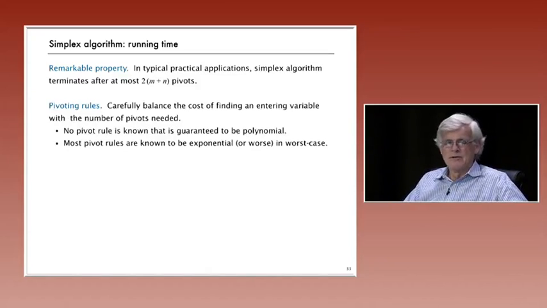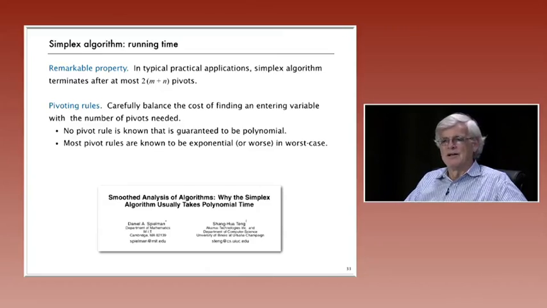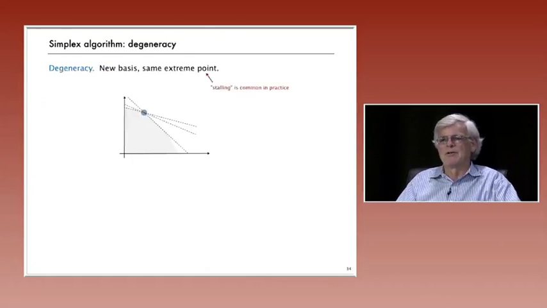Now, you could use other pivoting rules, and there has certainly been a huge amount of research on trying to figure out exactly what to do. Nobody knows a pivot rule that will guarantee that the algorithm runs in polynomial time. Most of them are known to be exponential in the worst case, but real world problems maybe aren't worst case. And certainly people have looked at all different ways to try to understand why the simplex algorithm usually takes polynomial time. This is a recent paper on the topic.